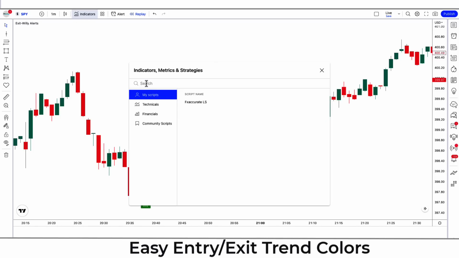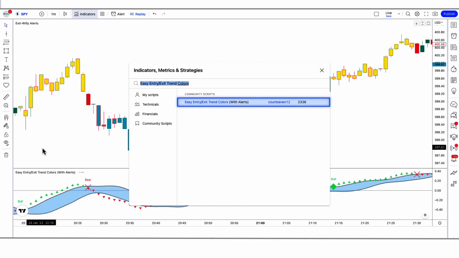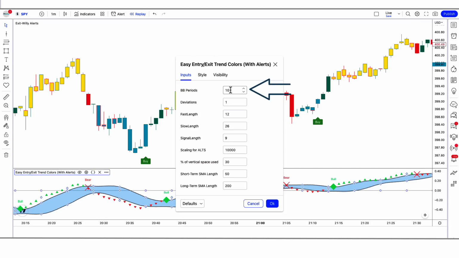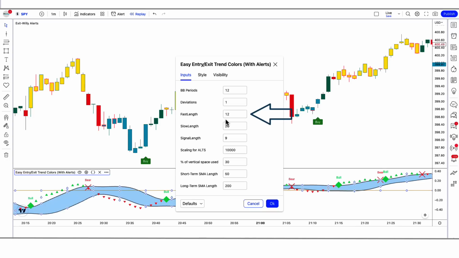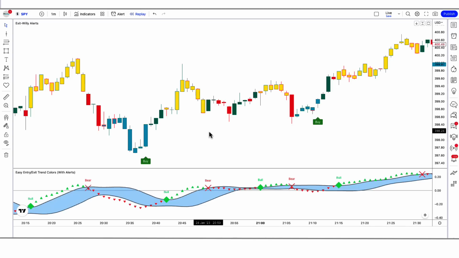We will search for Easy Entry / Exit Trend Colors in the search box of TradingView. After that, we have to click on the Easy Entry / Exit Trend Colors by Counts Even option, in which we have to change some settings. We have to change this BB periods option from 10 to 12. We have to change this fast length option from 12 to 14. We have to change this slow length option from 26 to 24. We have to change this signal length option from 9 to 10. Now our setup is ready.